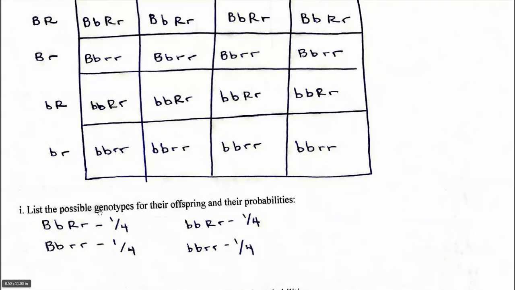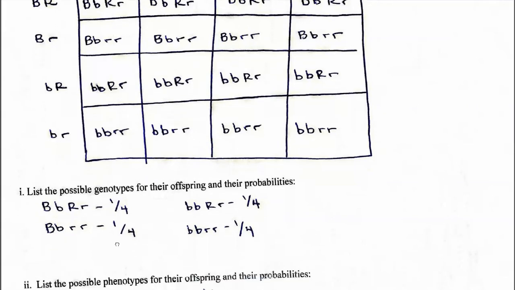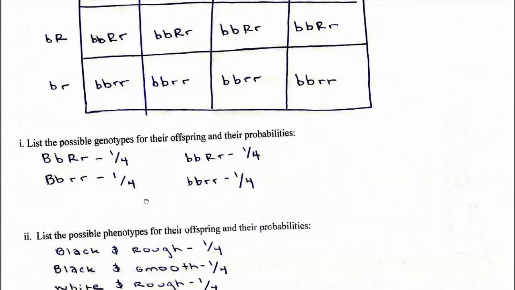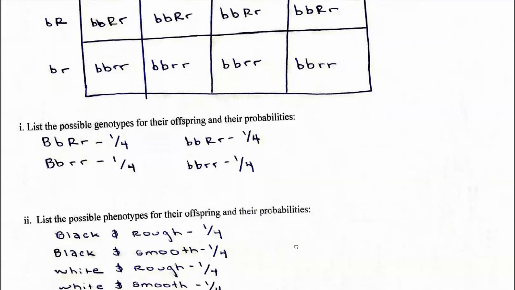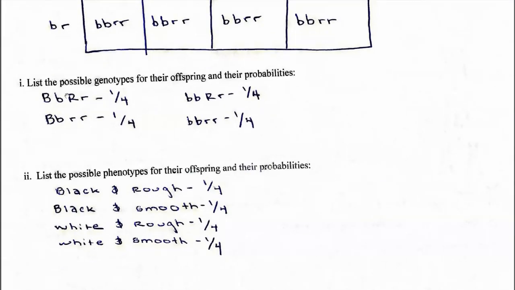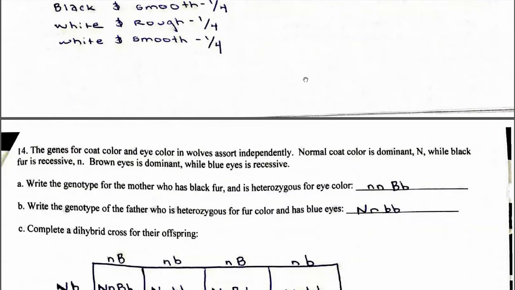Here are the genotypes. Remember, genotypes are just showing the alleles. It doesn't say what it's going to look like. It's just showing the different alleles. So here are my probabilities. Let me know if you disagree with anything, and you can pause and go back and look at my dihybrid cross. For phenotype, it's what they actually look like. So for example, this one would be black and rough. So a quarter of them are going to be black and rough. Here, that's going to be black and smooth. So that's another quarter. It's not too bad, hopefully.